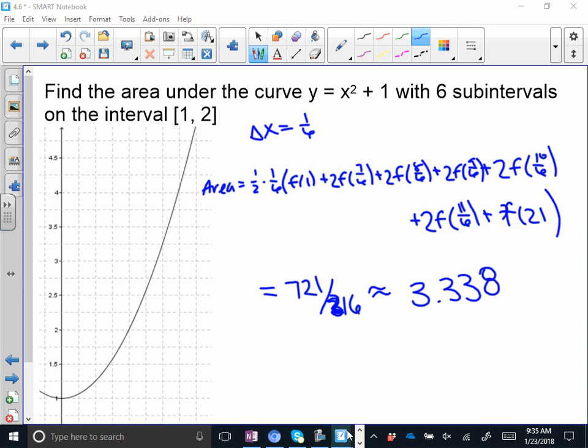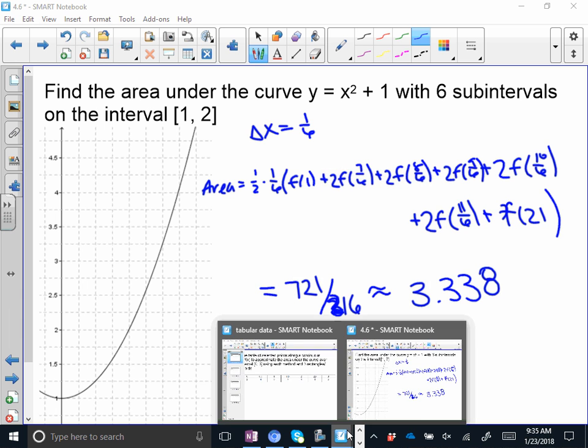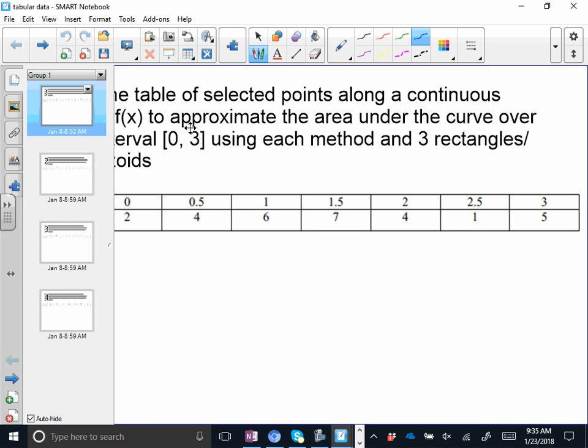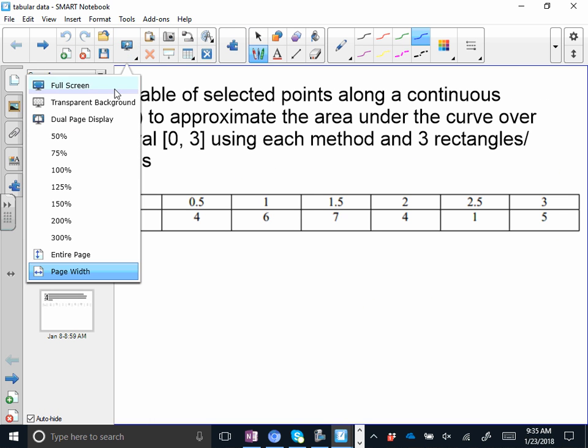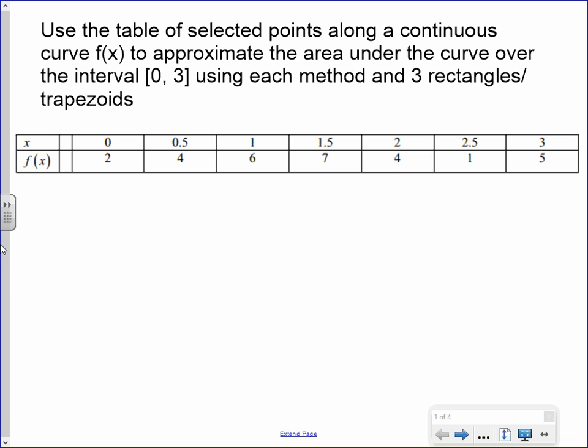How do you feel about trapezoids? Feel okay? Got to do some practice. Hey, guess what? You get a worksheet today. That's exciting. All right. What I would like you to do is draw this table. I don't care if you write the words, but I need you to draw this table with those specific values.